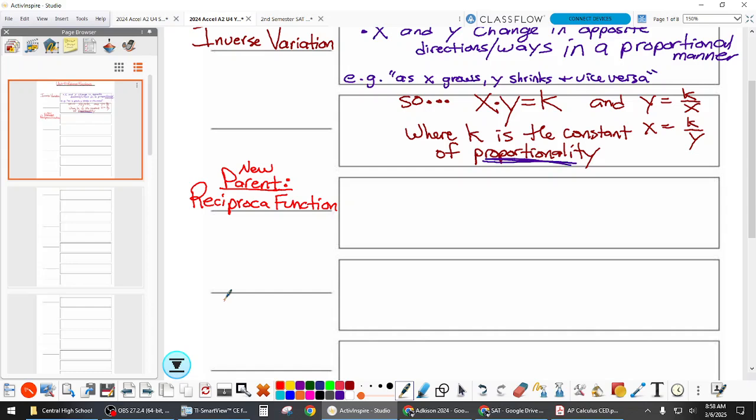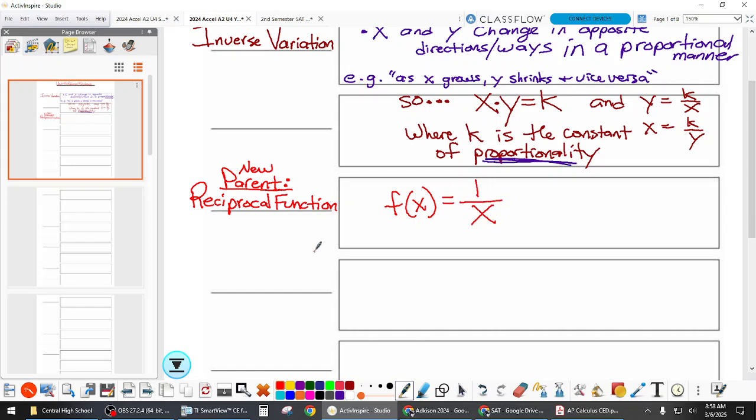Oh, now I lost the L. Reciproca? That would be a good name for a math teacher's daughter. Yeah, I don't know. I would feel bad for anyone named that.